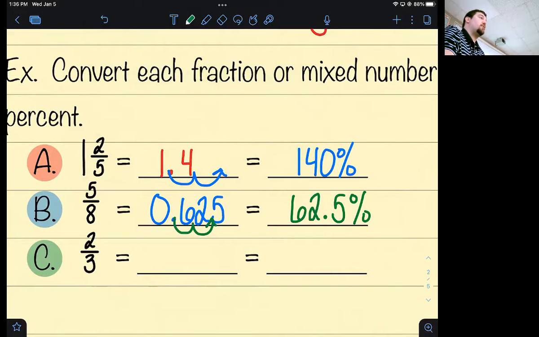Last one, 2/3. Avery, what is 2 divided by 3? That's right, 0.6 repeating. And remember that your calculator is going to probably put a 7 at the end. That's because your calculator ran out of room because it goes on forever and they just rounded it. But it really is 0.6 repeating.